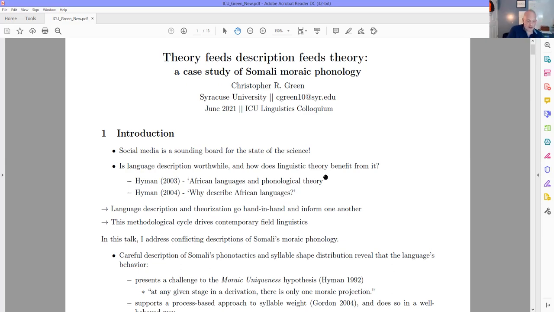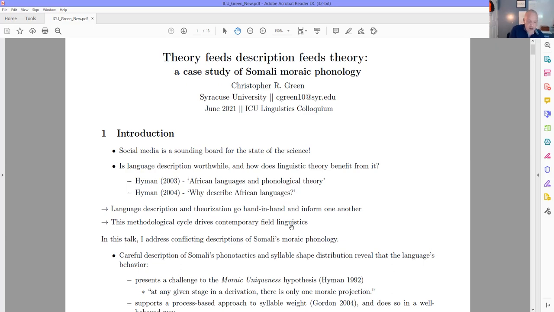And so in reading the comments that followed, both pro and con, I was reminded of a series of papers by Larry Hyman from 2003 and 2004, where Larry centered on the relationship between linguistic theory and language description. And he argued, among other things, that while theory is a guide to linguistic discovery, the outcomes of that discovery, or the description itself, in turn provides a lot of data and insights for further advancing the theory, so feeding forward. So in short, what Hyman is arguing is that language description and theorization go hand in hand and really can't be separated from one another.